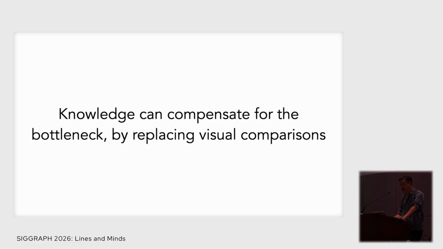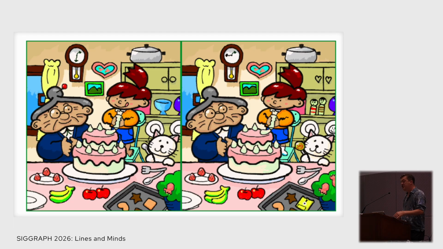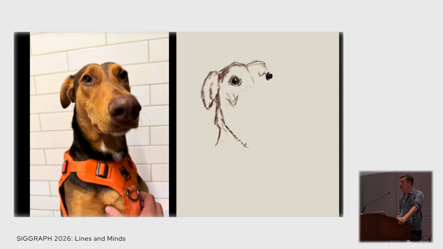And here I want to argue that knowledge of the world can compensate for the vision memory bottleneck by replacing some visual comparisons that happen during the drawing process. By visual comparisons, I'm talking about things like this children's book activity where you have to count all the differences between two pictures. You can do it, but because of limitations of visual memory and peripheral vision, it takes a lot of time to do all the visual comparisons. Likewise, when you're drawing a picture.